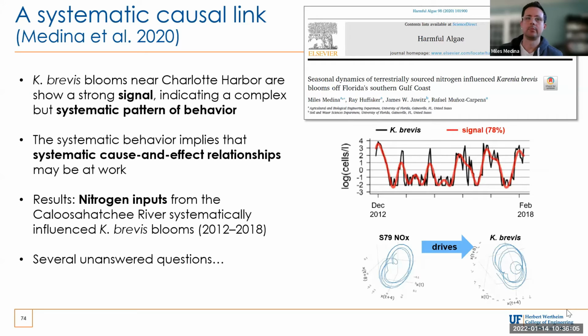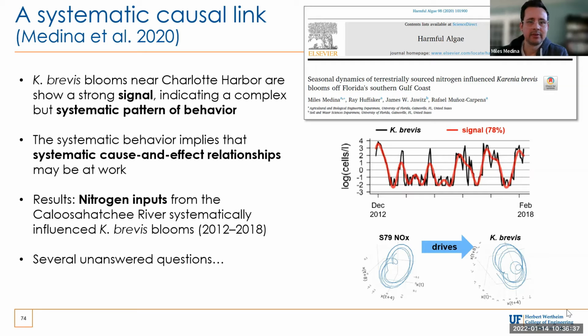So in 2020, I published a paper using phase space methods to link red tide blooms near Charlotte Harbor with nitrogen inputs from the Caloosahatchee River. And this was perhaps the first empirical evidence of an anthropogenic link in this area. The work showed, first of all, that blooms exhibit a strong signal that represents a systematic pattern of behavior. This is shown in red against the data in black in the time plot on the right.